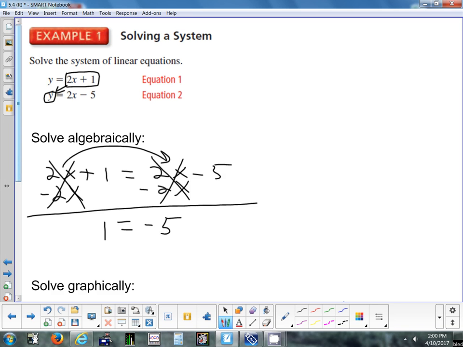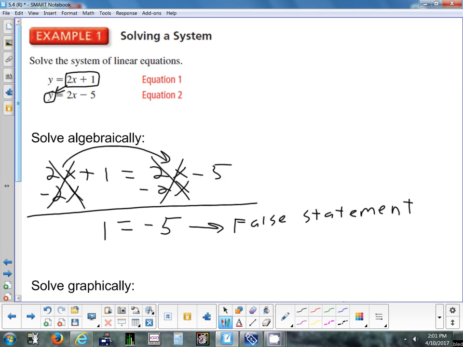Now we have to just look at that and write our answer. Okay? You can't do anything else with that. You ended up with 1 equals negative 5. So what do we think about that? 1 does not equal negative 5. That's not true, right? That's what we call a false statement.